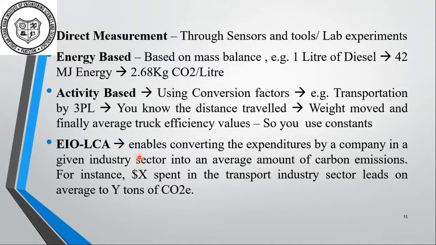The next part is economic input-output lifecycle assessment, which enables converting the expenditures of a company in a given industry sector into an average amount of carbon emissions. So, for example, we have X dollars spending on the transportation industry, which leads to an average of Y tons of CO2 emissions. So that is more towards your financial bit: this much spending is contributing to this many tons of CO2. This is more towards your supply chain accounting, and this bit is something that we'll not be discussing in the later calculations, or not relevant to your assignment.